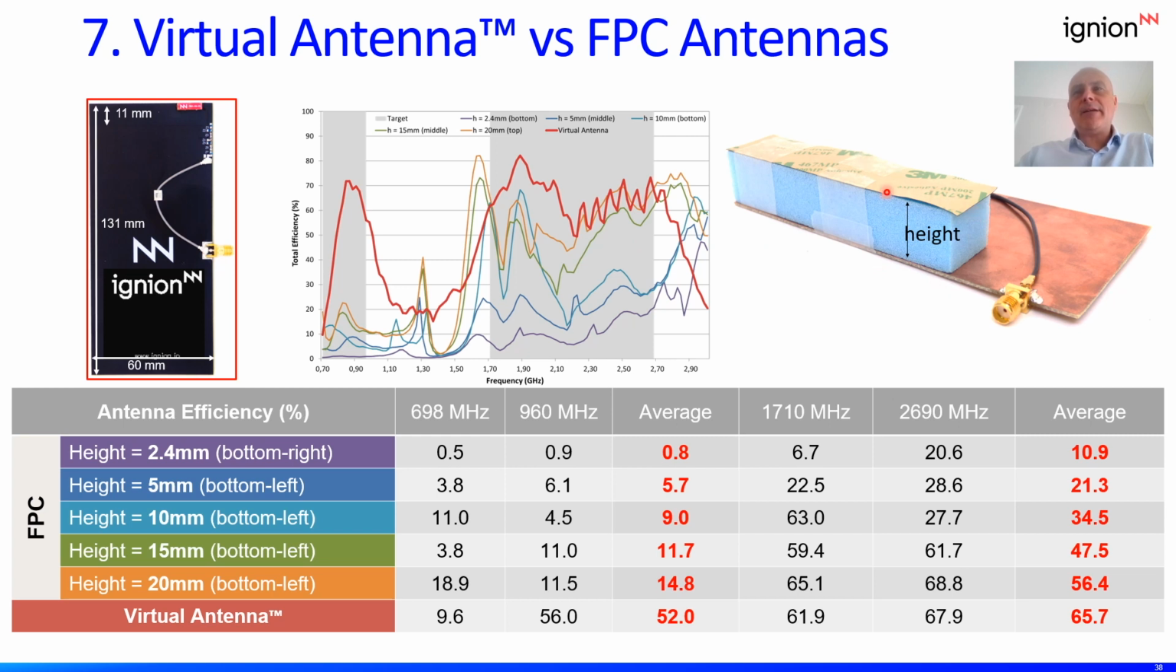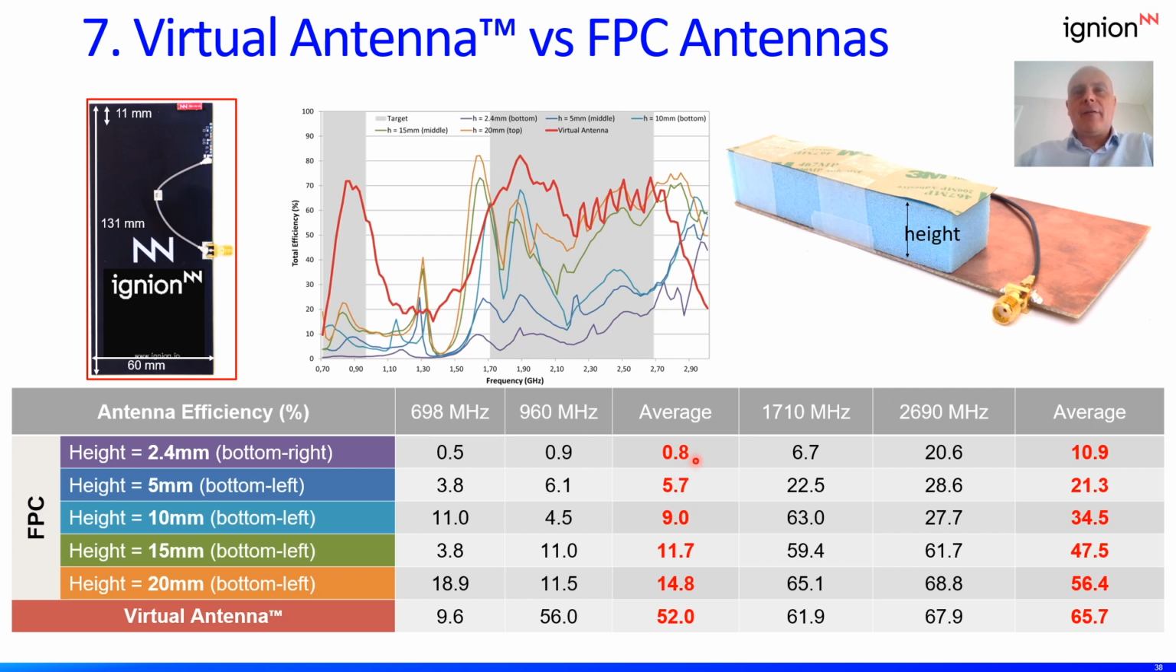in this FPC antenna. The FPC antenna has been placed at several heights, the same height as the antenna booster, which is 2.4, then increasing to 5, 10, 15, and up to 20. And as you can see in the results, in red we have the total efficiency measured in the anechoic chamber, always much better than the FPC antenna.